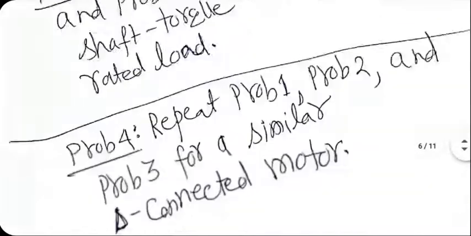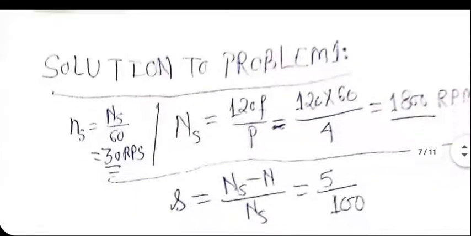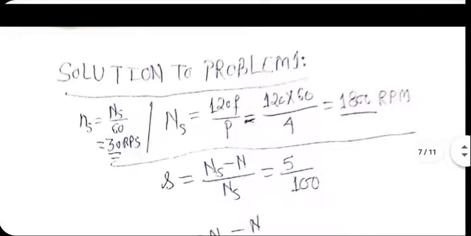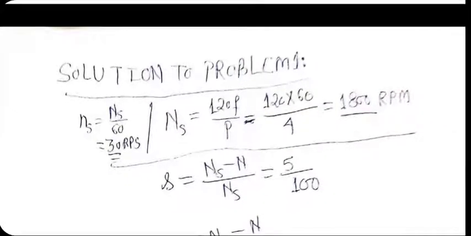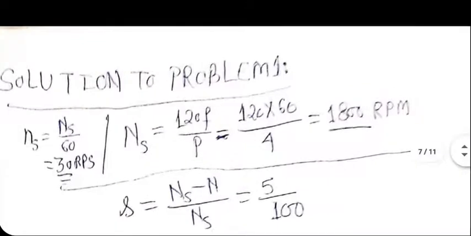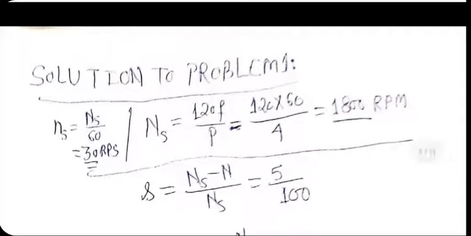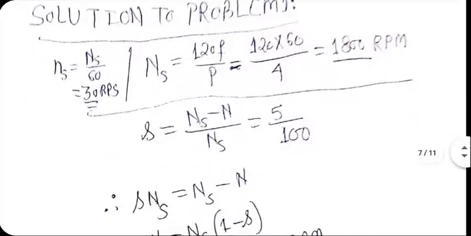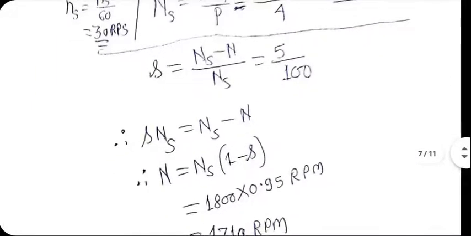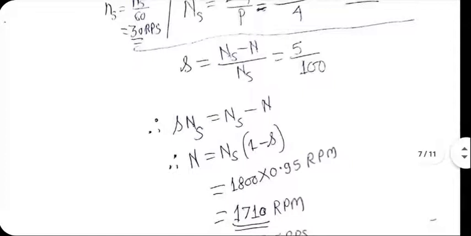Let me see the solution here. Yeah, it's right here. NS is 120 into 60 divided by 4, which is 1800 RPM. Of course, small ns means RPS. That will be 1800 divided by 60, 30 RPS. Slip is ns minus n divided by ns, and it is 5 divided by 100, which is 0.05. So plug in all the values. You calculate n, 1710 RPM.